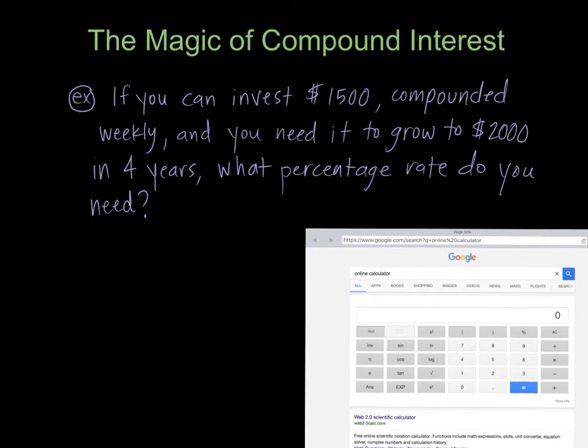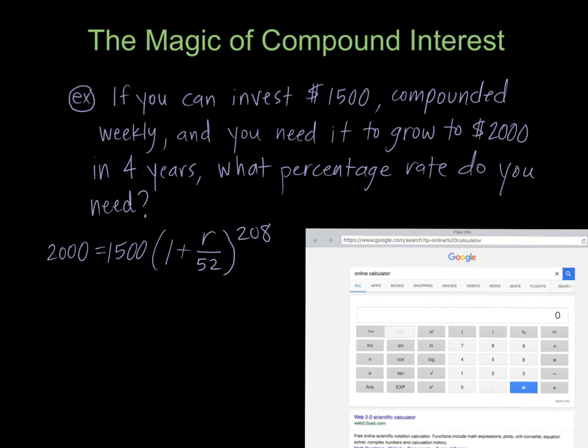Okay, one more. You can invest 1,500, compound it weekly. You need it to grow to 2,000 in 4 years. What percentage rate do you need? Okay, so a little bit different. R is the unknown. I want to end up with 2,000. I am starting with 1,500. 1 plus, and I'm going to compound it weekly, so let's call it R over 52. And in 4 years, so that's 52 times 4. So I'm going to go ahead and call that 208 up here.